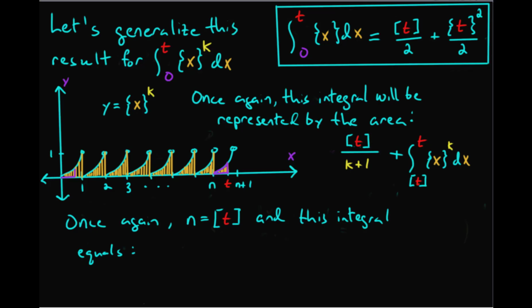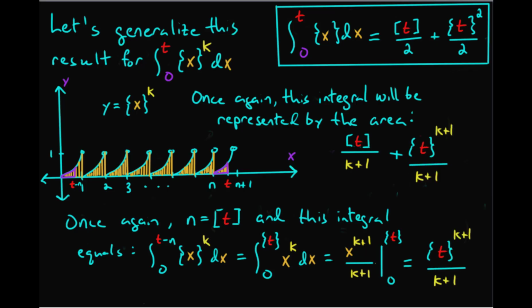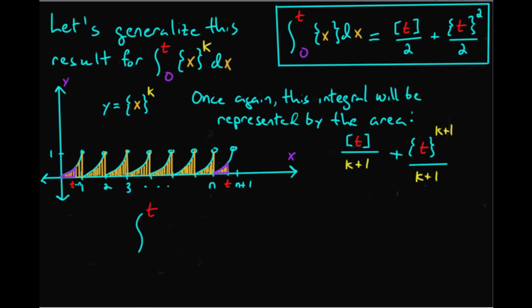that's going to be equal to the integral from 0 to t minus n of the fractional part of x to the k dx, which equals the integral from 0 to the fractional part of t of the function x to the k dx, so that will equal x to the k plus 1 over k plus 1 from 0 to the fractional part of t, which equals the fractional part of t to the k plus 1 over k plus 1. So now we can compute the entire integral. The integral from 0 to t of the fractional part of x to the k dx equals the floor of t plus the fractional part of t to the k plus 1, all over k plus 1.